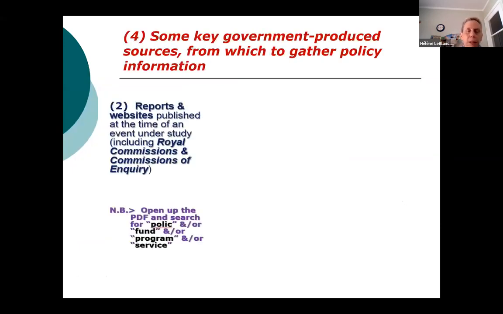The second thing, of course, and these are the million or billion out there, are the actual unique reports or websites that are built or written at the time of an actual event or a policy that's being looked at. We have royal commissions in Canada, and of course, there's commissions of inquiry. And these tend to be, just to be blunt about it, or as we talk about in my classes, not happy events at all, usually.